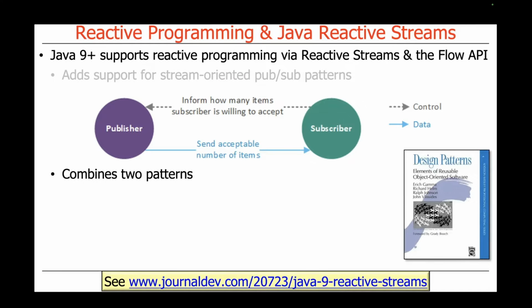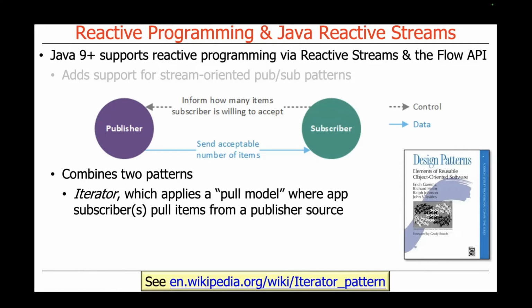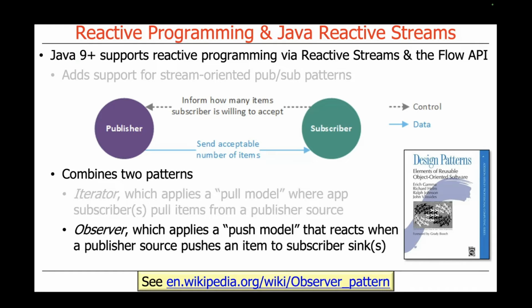And as we'll see, it supports two patterns that are combined together to provide the reactive streams programming interface. The first pattern, which is from the so-called Gang of Four book, is the iterator pattern. And this is used to apply a pull model where the application subscriber components can pull a certain number of items from a publisher, which is the source of the items. And you'll see the other pattern, which is also from the Gang of Four book, is the observer pattern, which applies a push model that reacts when a publisher source pushes an item to one or more subscriber sinks.